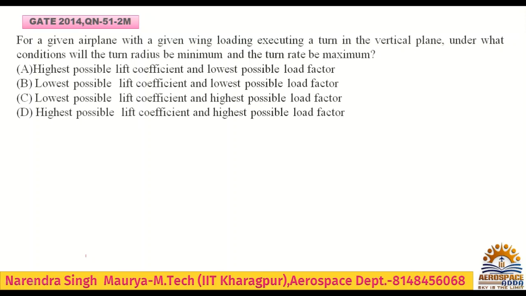Okay. Now see, check. This is again GATE 2014, question number 51. This is asked for 2 marks. When an airplane with a given wing loading is executing a turn in a vertical plane, under what condition will the turn radius be minimum and turn rate be maximum?